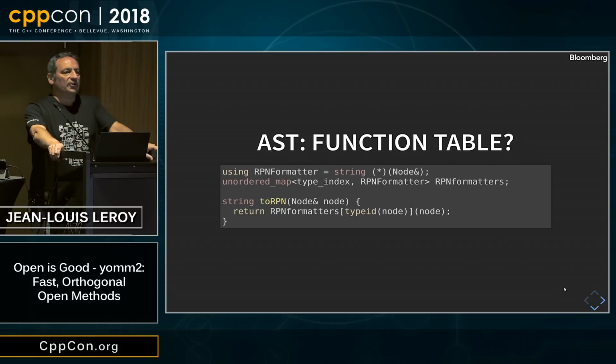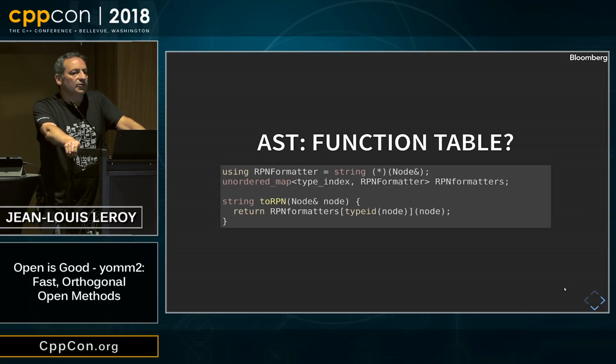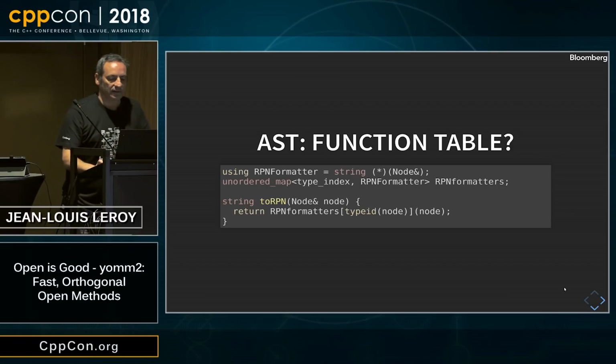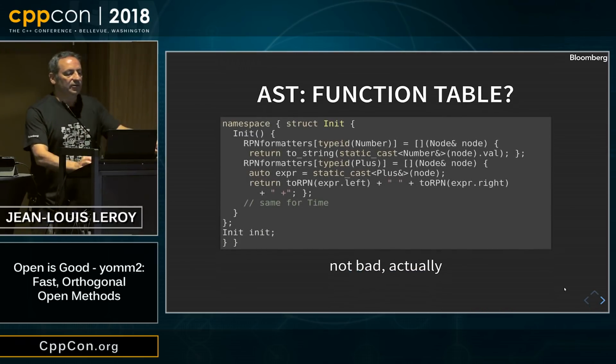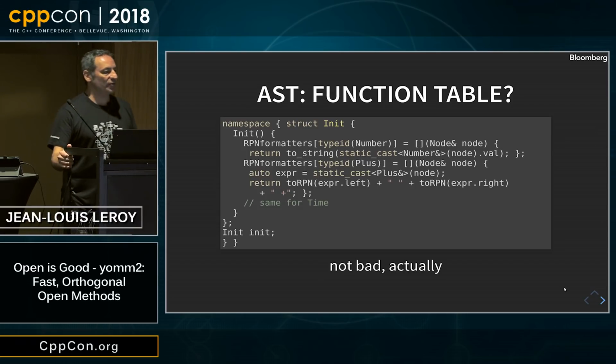And then there's yet another solution. You could use a function table. You create a map indexed by the type index of the node. So you use typeid to retrieve the type info, convert it to a type index, and then you use that as a key into a map whose values are functions to call, depending on the type. And you can even initialize that map using static constructors.